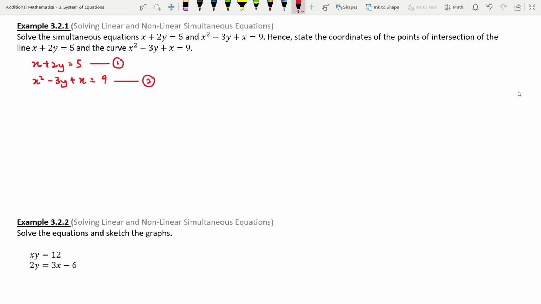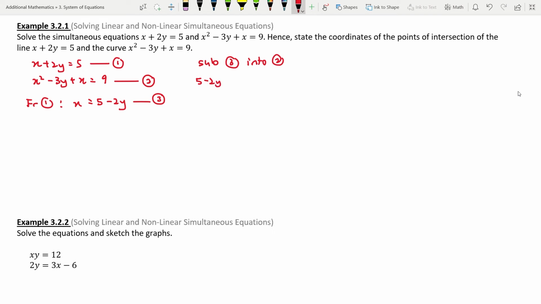Since we are using substitution method to solve for these simultaneous equations, we need to make one of the variables our subject. For this case, I will make the x variable in the equation 1 our subject. From equation number 1, x = 5 − 2y. We let it be equation number 3. Keep in mind, equation number 3 and equation number 1, they are the same equation. Then, we substitute equation number 3 into equation number 2.